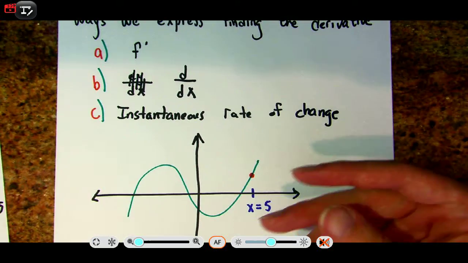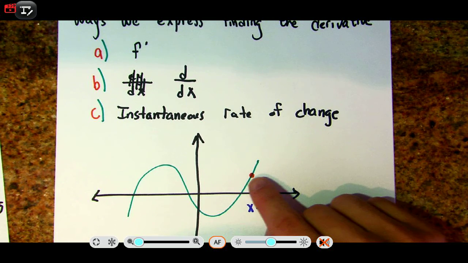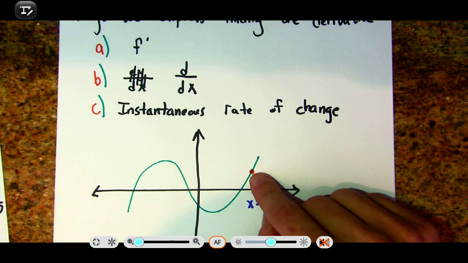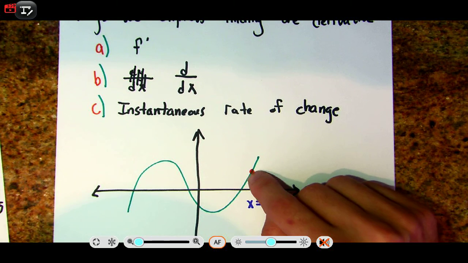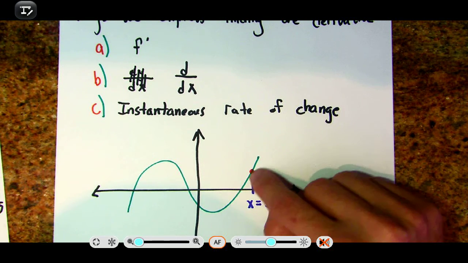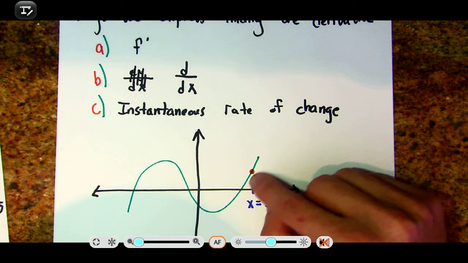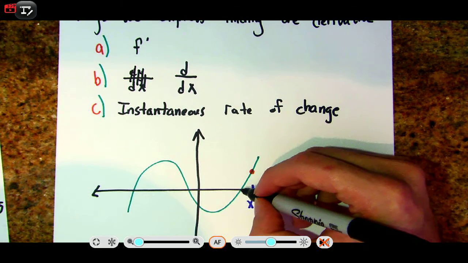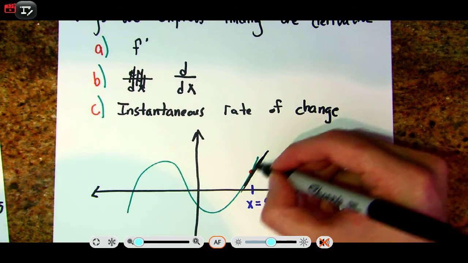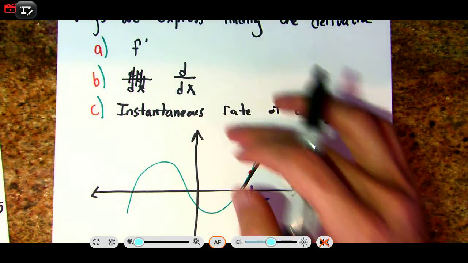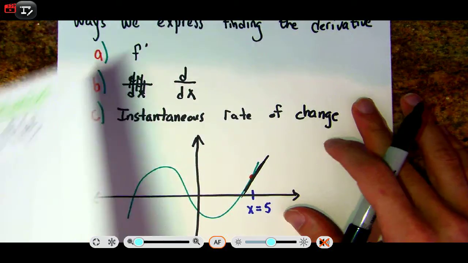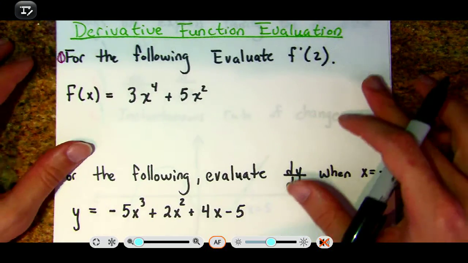So here, if we wanted to find the derivative at this point of x for this graph, we're finding its instantaneous rate of change at that point. We're seeing how fast, let's say, some projectile is going at that point when we find the slope at that point. So here we have three different ways of expressing the derivative. So let's take a look at these questions here. They should be very short.